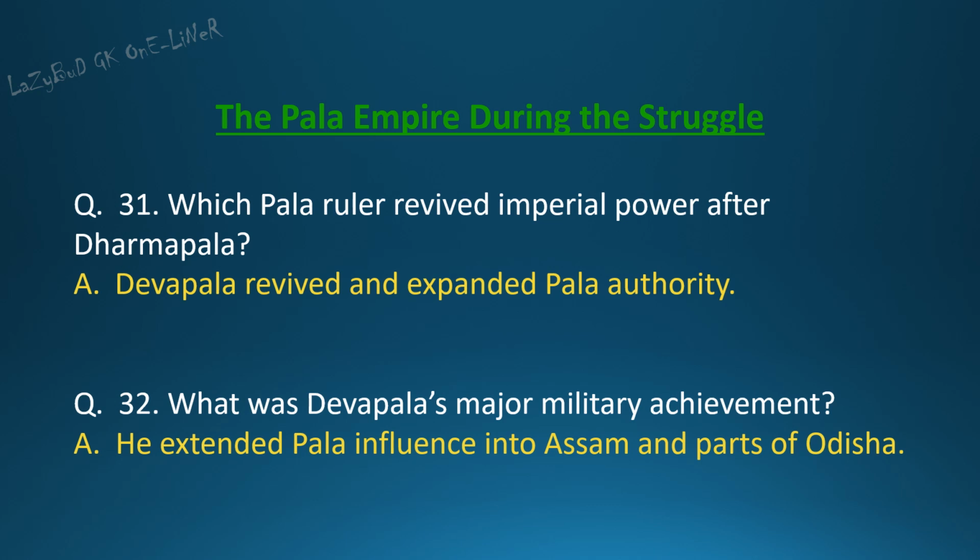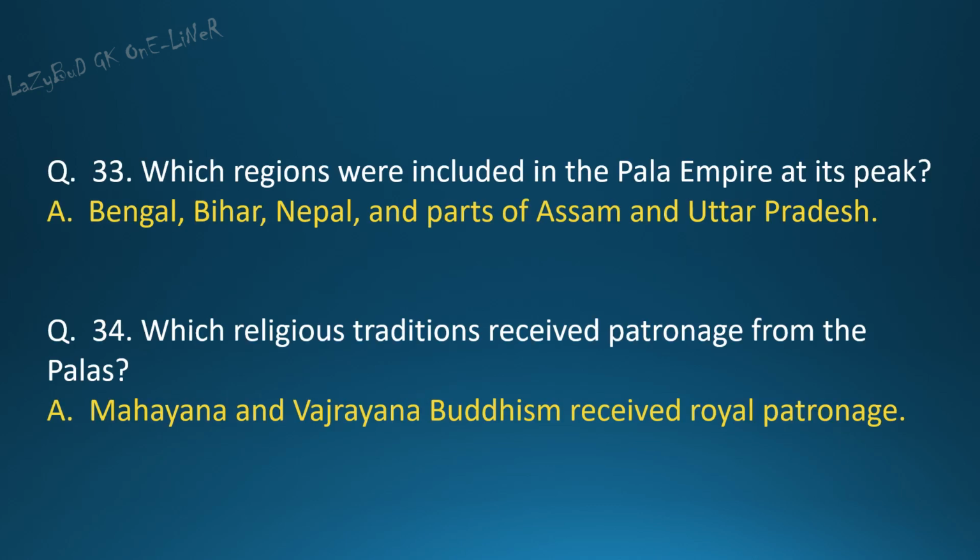Question 32. What was Devpala's major military achievement? Answer. He extended Pala influence into Assam and parts of Odisha. Question 33. Which regions were included in the Pala Empire at its peak? Answer. Bengal, Bihar, Nepal, and parts of Assam and Uttar Pradesh.